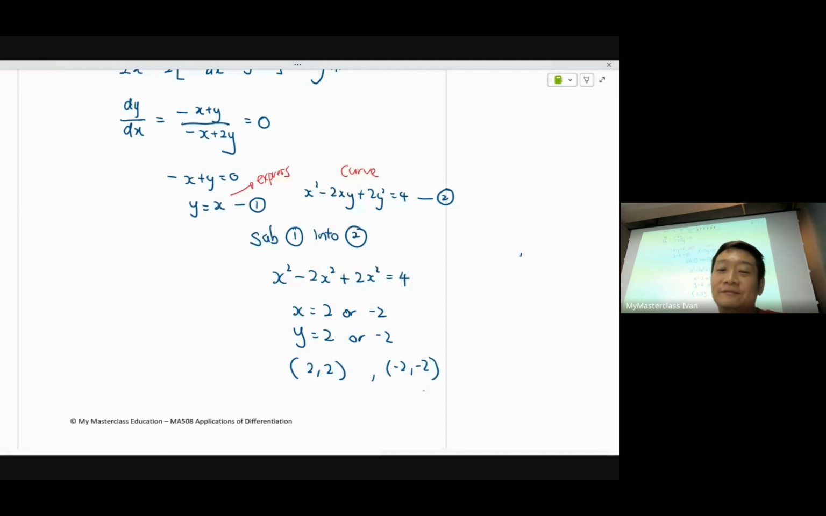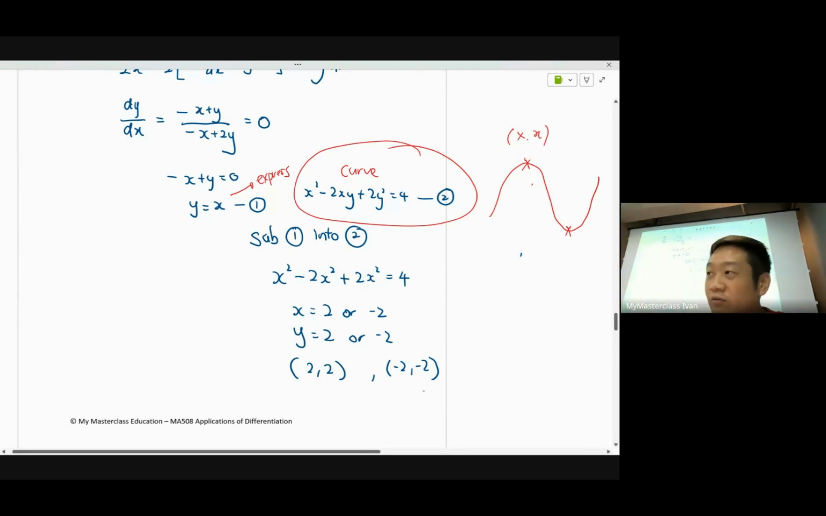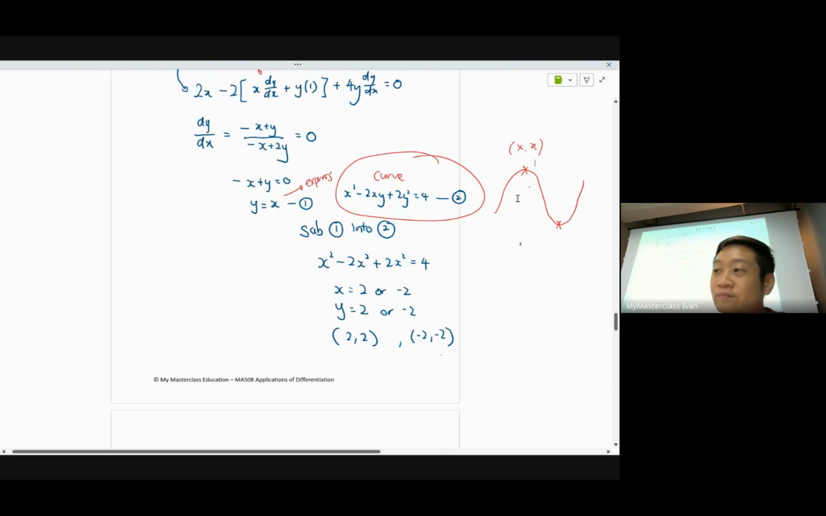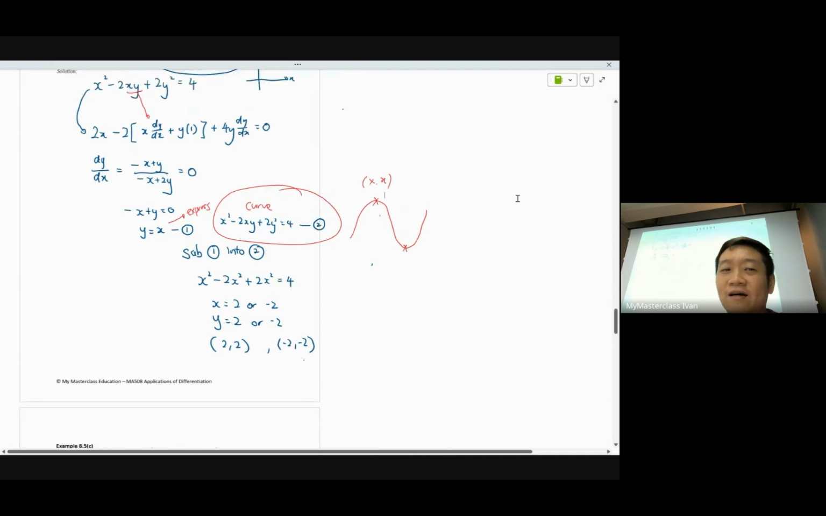Don't overthink stuff. The question wants coordinates. The coordinate is satisfied by the curve. The curve is how the curve will look like. So maybe the curve looks like this. This is the whole curve. So at this point, there's an x comma y, but y equals x. So basically the y coordinate and the x coordinate are the same. Understand or not? So I want to know where on the curve. So I have to sub the expression into the curve to find out what my x values are. Understand? Don't overthink stuff. Math is really just about problem solving.